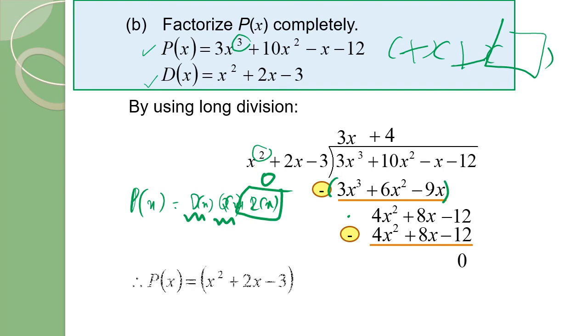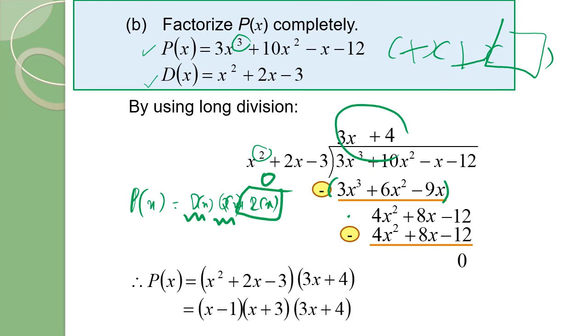So what is our D(x)? It's x squared plus 2x minus 3. And what is our Q(x)? It's the top one, 3x plus 4. So the remainder is 0. So we can factorize x squared plus 2x minus 3 as (x minus 1)(x plus 3). And the other factor will be 3x plus 4. This is in the form of factorized completely.